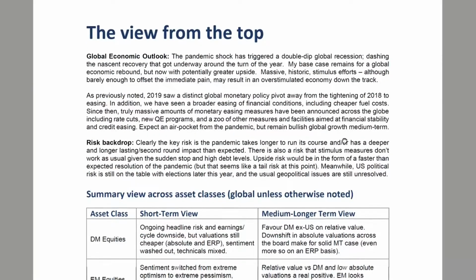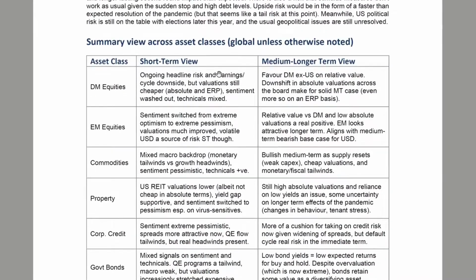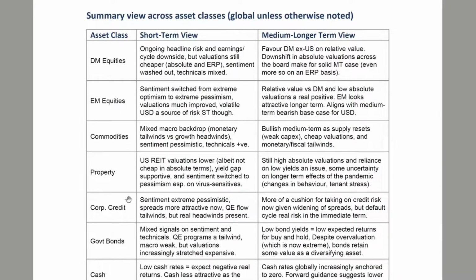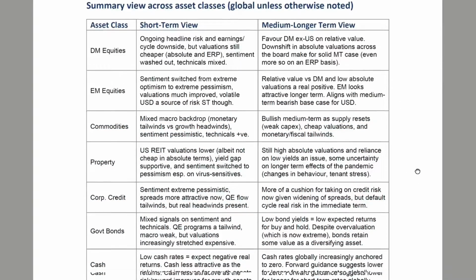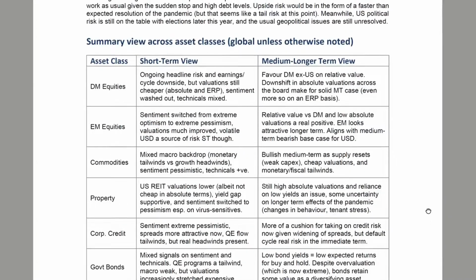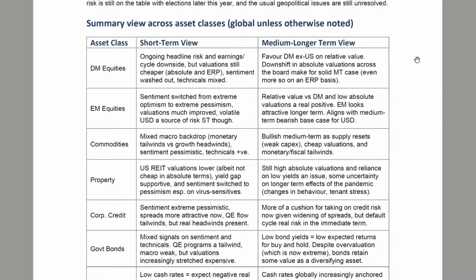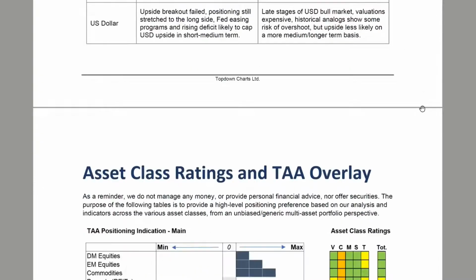And then we move into more of the forward-looking stuff. And so this is like the view from the top there, so global economic outlook, the risk backdrop there, and then a summary view across the different asset classes there, and you can see the major asset classes. The short-term view, so that's anything from 3 to 6 months through to 6 to 12 months, and then the medium to longer term view is more of a 1 to 3 year view. So basically just giving you a high level view of the key drivers there, and what the charts are telling me in total. And so it's kind of like a cheat sheet for knowing what the outlook is for each of the asset classes there.